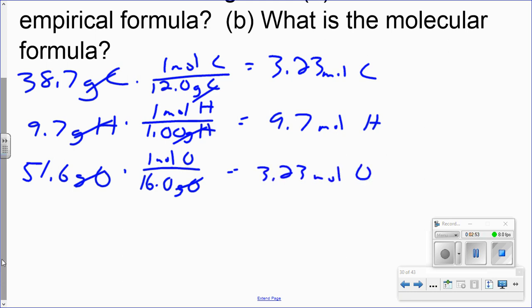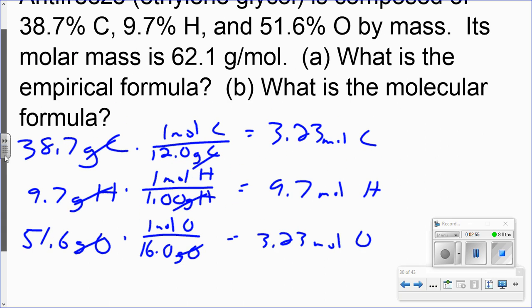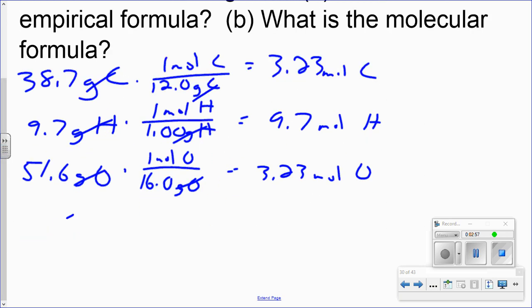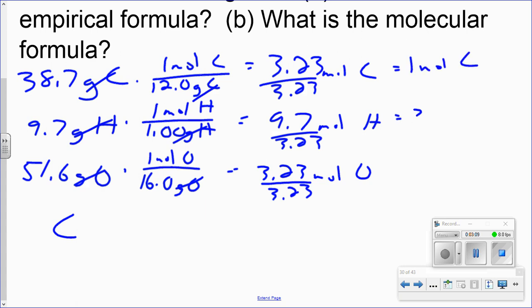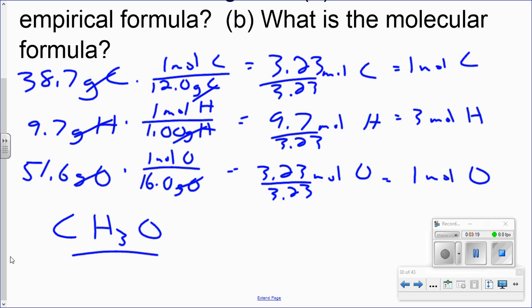So my empirical formula, which is what letter A is asking us for, is C, by the way, I forgot, divide by the lowest. And 3.23 is the lowest. It's actually represented twice. So we end up with 1 mole of carbon, 3 moles of hydrogen, and 1 mole of oxygen. Roughly 3, in other words, hydrogen. So it's CH3O. That's my empirical formula.